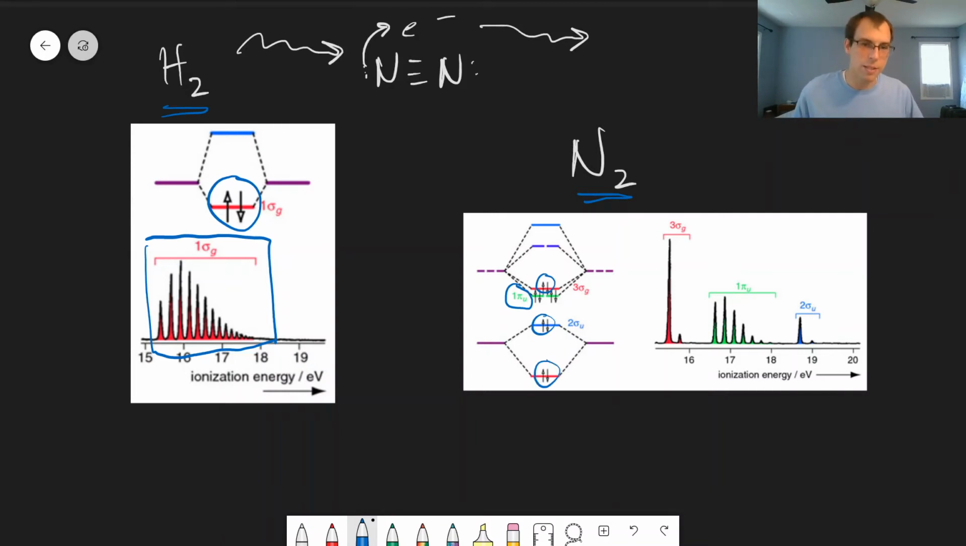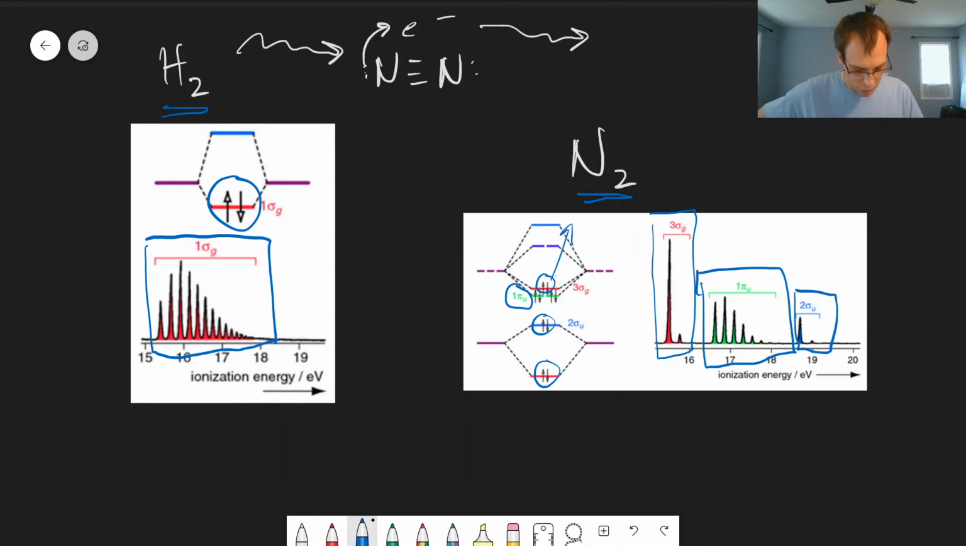When we do this experiment for nitrogen, what we see is that at lower ionization energies, the higher energy orbitals, these electrons will be ejected first. So the first peak we see is from the pz bonding orbital, this 3 sigma g orbital, 3 just meaning it's the third sigma orbital. Then we see a set of peaks from the pi bonding orbitals. And then we even see the anti-bonding orbital show up here. It would have to go quite a bit higher in energy to see the sigma bonding orbitals from the 2s electrons.